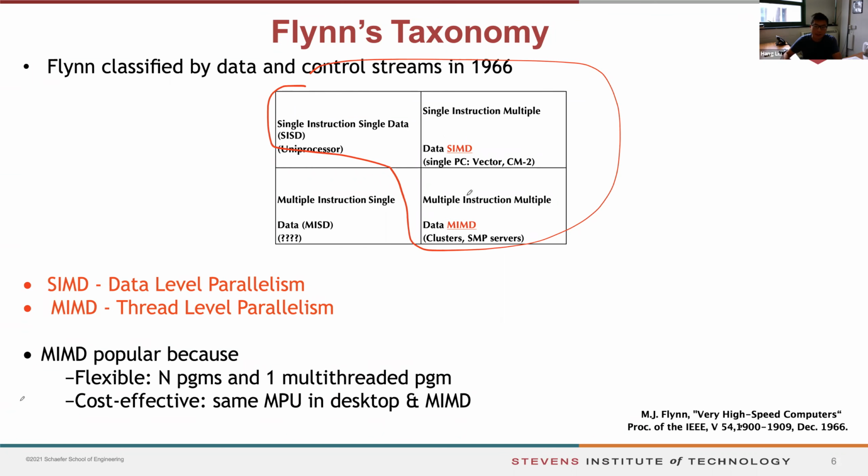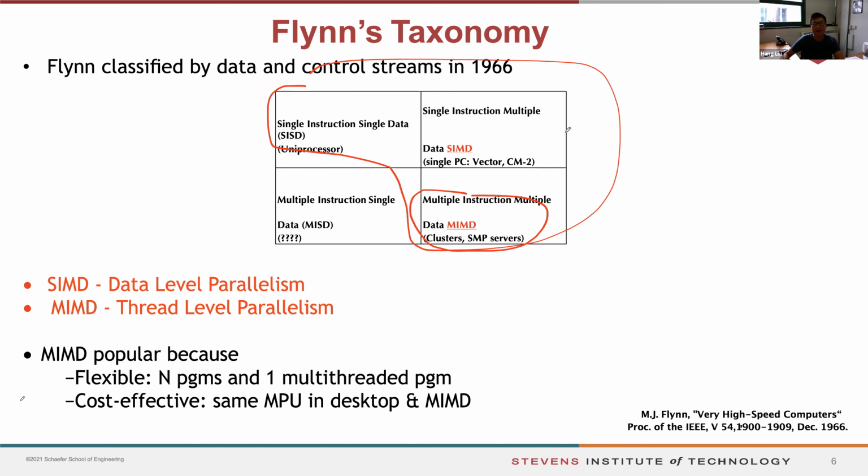Then MIMD is what we're going to cover in this lecture, lecture 10, and next lecture, lecture 11. You have multiple cores, and different cores are executing different instructions and working on different data. I'm not covering MISD, multiple instructions on single data. It's possible, but very rare.